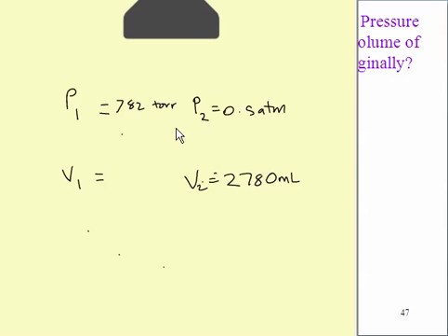Now, one thing I did not point out in my previous lecture is that whenever we're using Boyle's law, and here it is right here, P1 V1 equals P2 V2, we want to make sure that our units are the same. So my initial pressure here is in units of torr, and my final pressure is in units of atmosphere. So I've got to convert either torr to atmosphere or atmosphere to torr. It doesn't matter which one we convert, as long as in the end both of our pressures have the same unit.